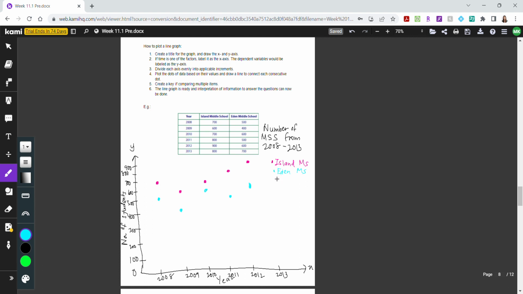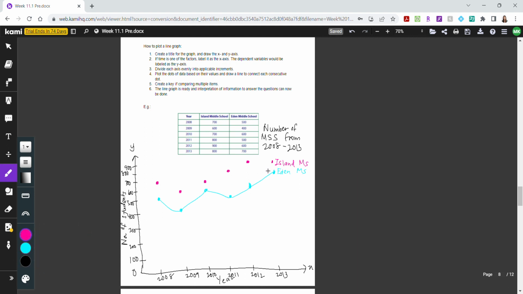Let's actually just finish Eden Middle first. All right, and then this would be, oh, just coincidentally, we're going to use that dot. All right, and then we connect the dots. Make sure, obviously, it's a straight line, but I'm drawing freehand right now. All right, so the trend will look like that.